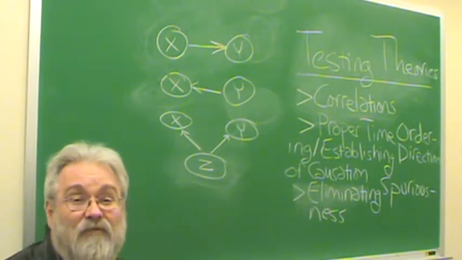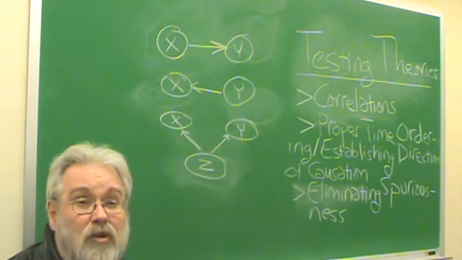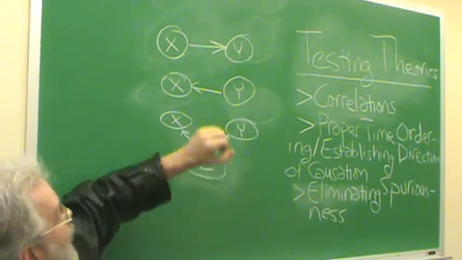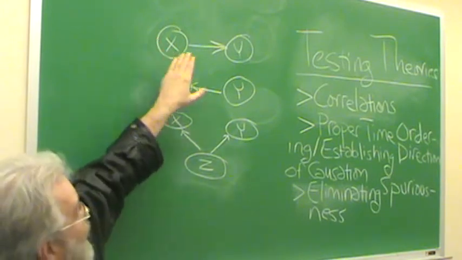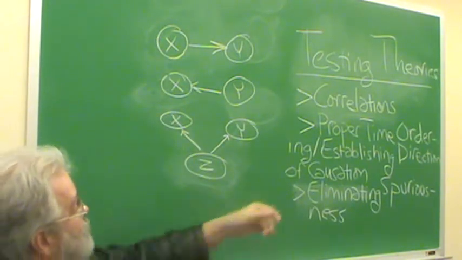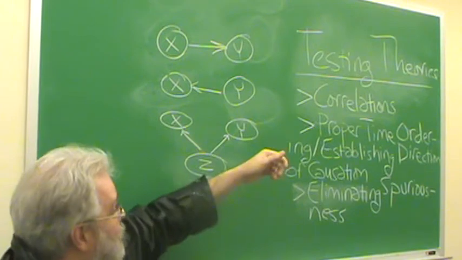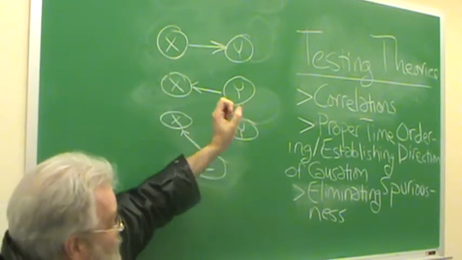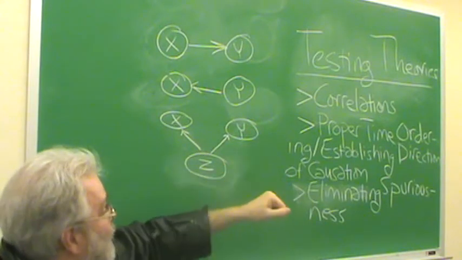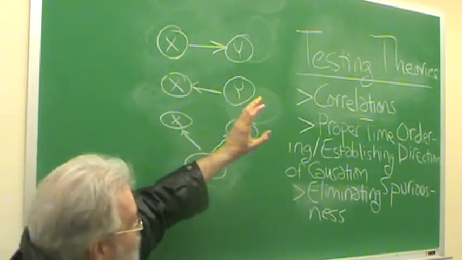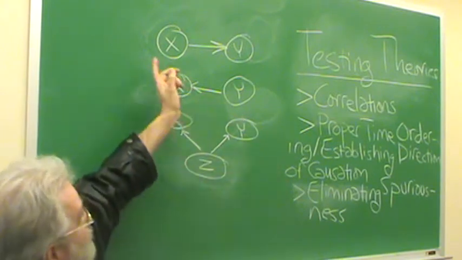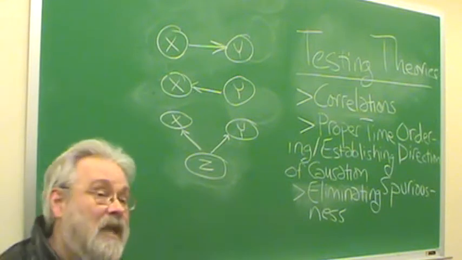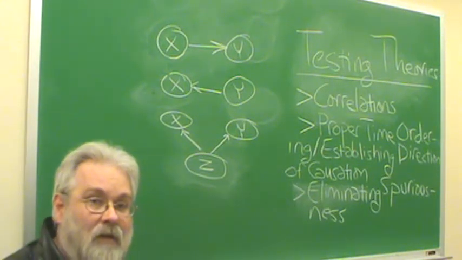Spuriousness basically means a false relationship or an illusionary relationship. Let's say that we do some kind of research and we think that X causes Y. We do our research, we find a correlation, let's say a positive correlation, and we find it significant, very unlikely to occur by chance. We investigate time ordering, and sure enough, it really looks like the arrow of causation is pointed in that direction. X really is causing Y to change.